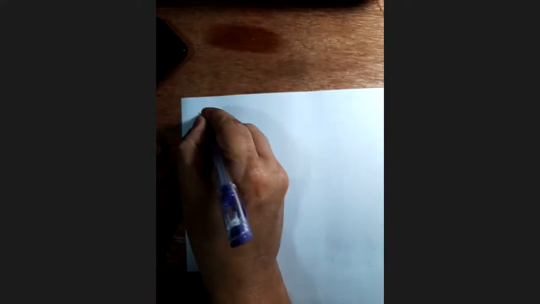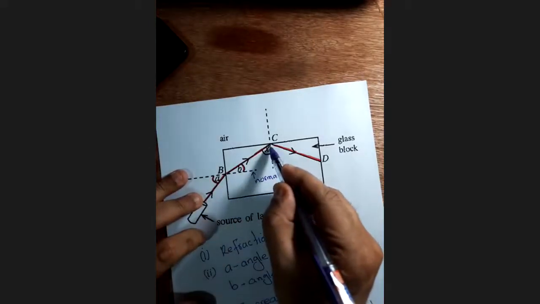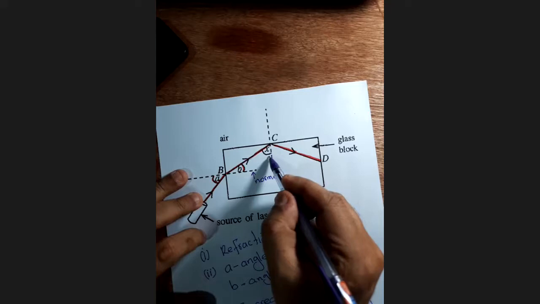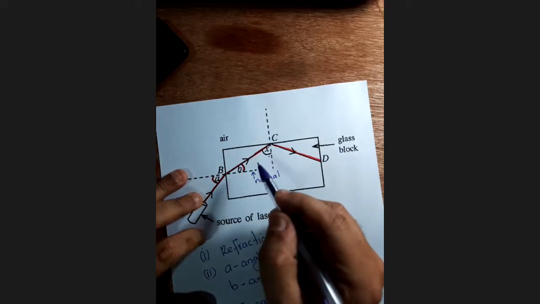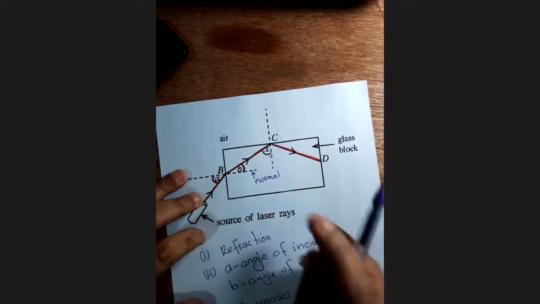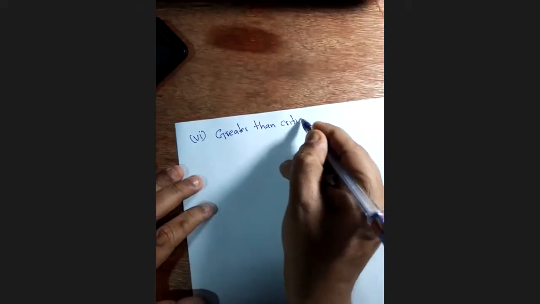And question number 6. The angle between the ray BC and the normal at point C, is it equal to, greater than, or smaller than the critical angle? Definitely it is greater than the critical angle.